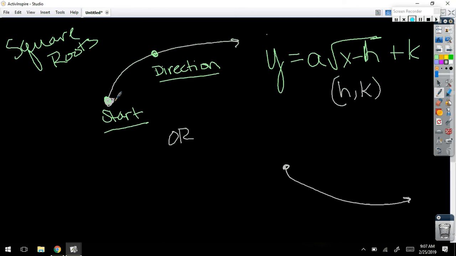So that would be my starting point. That only leaves me finding a direction point. Wait, how do you know where the direction point is? We're going to move to the right of the starting point. So let me show you an example, start to finish, and it'll make a little more sense. Let's say I asked you to graph 2 times the square root of x plus 1, minus 3.